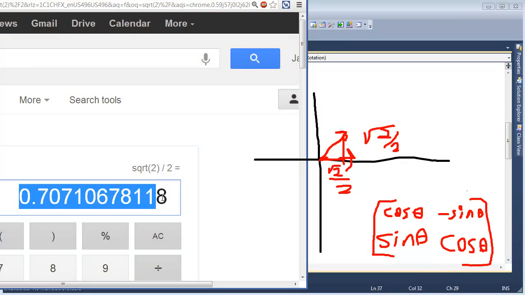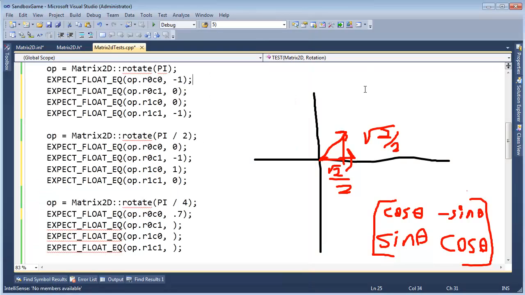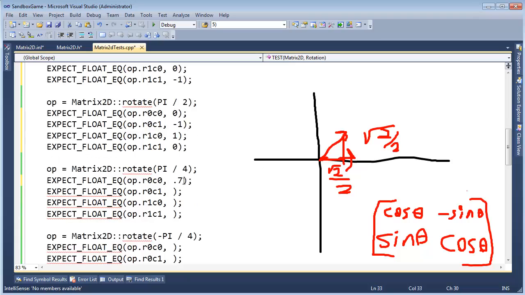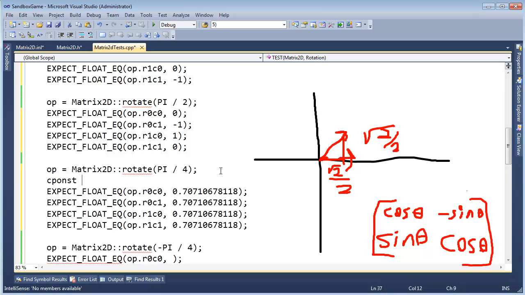So let me copy this. So Control C, go back over here, and see they're all going to be positive. So let's just dump them there, like so. And that's a lot of magic numbers, isn't it? I could make that a constant if I want to. How about, I could say const float square root 2 over 2 gets that. I don't know if that's going to help readability.